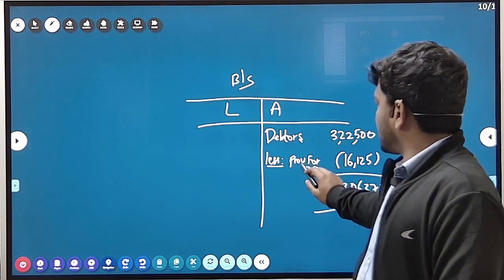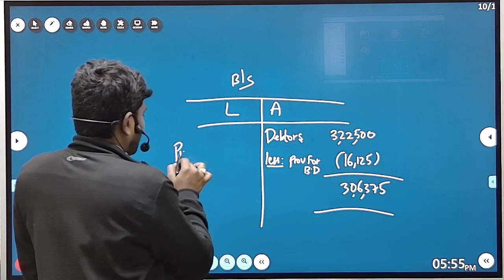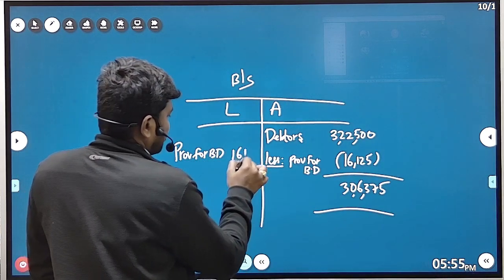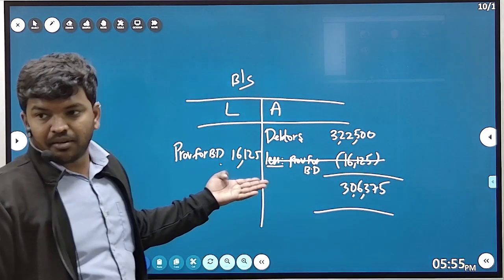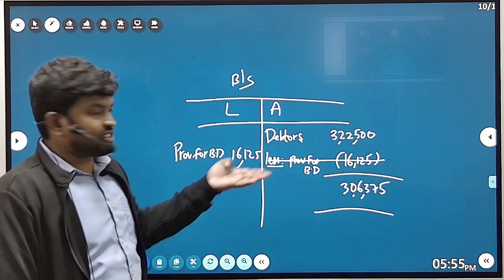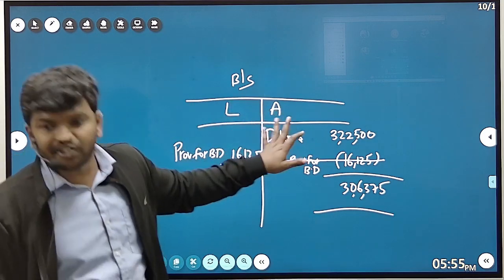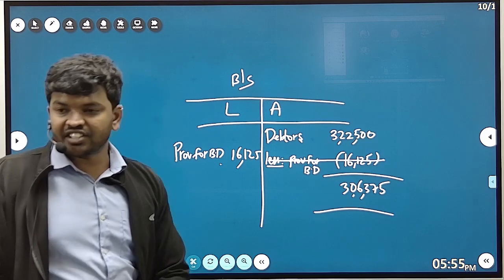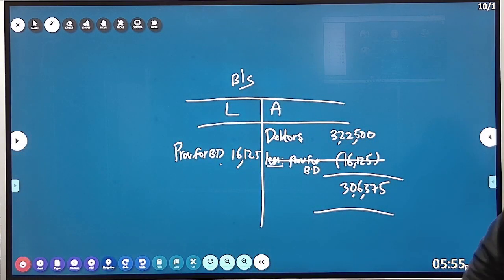Instead of this, on the asset side you can write provision for bad debts 16,125 here also, because this is a liability. You can write here, but the appropriate presentation is that you have to reduce it from the debtors, because this provision relates to this asset. Understanding? This is the balance sheet extract. That is the P and L extract.